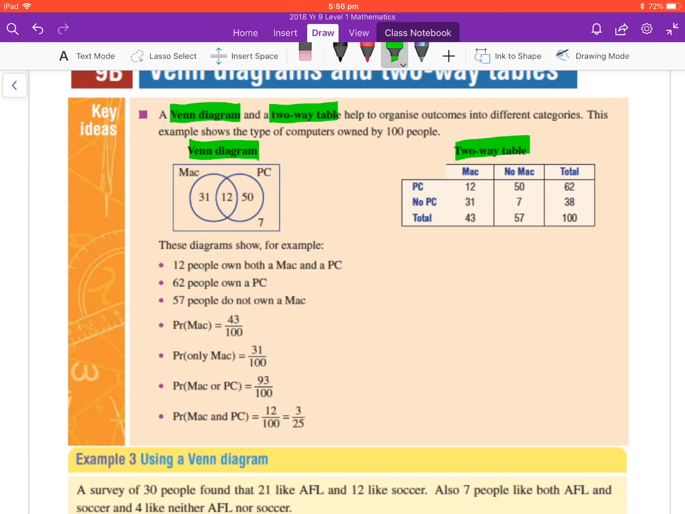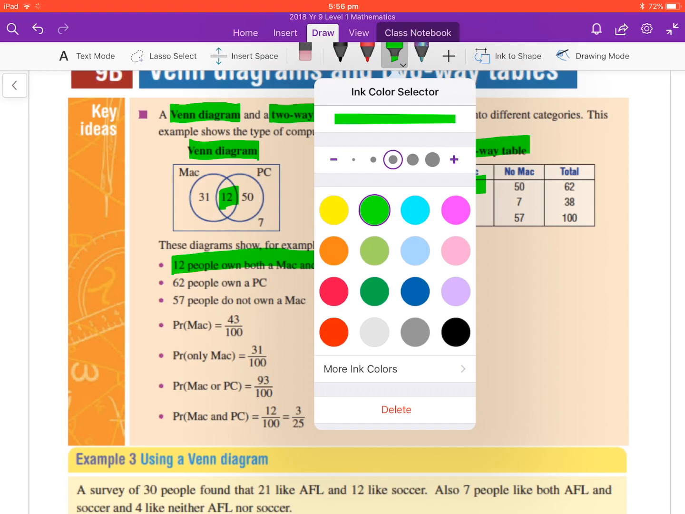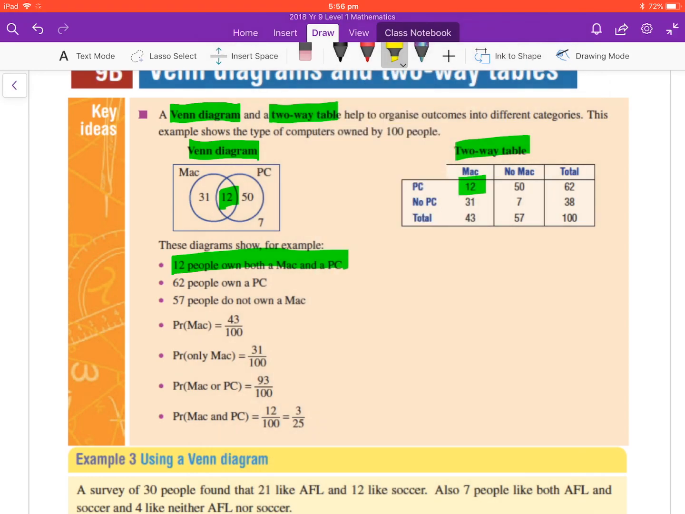And these are the two samples we have below. So both of these diagrams show that there's 12 people that own both a Mac and a PC, and that's where that middle bit is, okay? And that's where that is. Then it's saying that there's 62 people that own a PC.